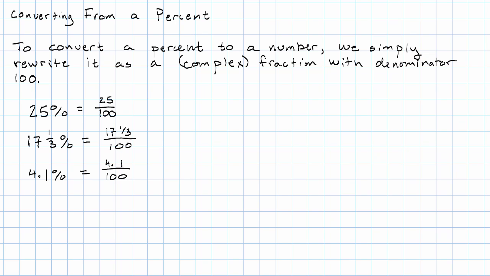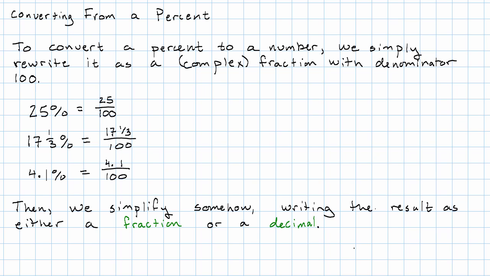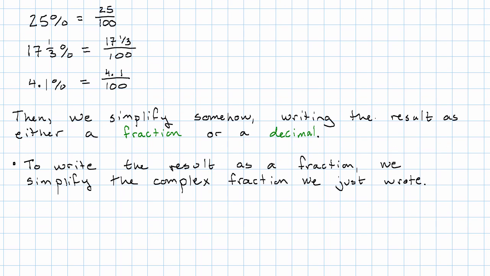Of course, at that point, we typically want to simplify that complex fraction somehow, writing the result as either a fraction or a decimal. To write the result as a fraction, we simply simplify the complex fraction. So 25%, that's 25 hundredths. I see that these numbers have a common factor of 25, and so I get the simplified fraction 1/4.